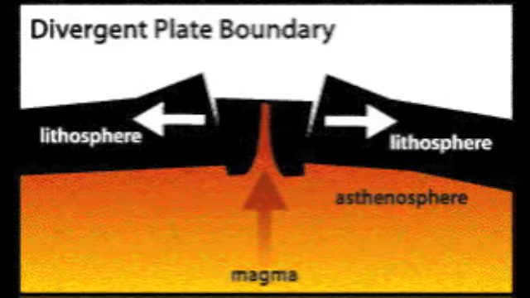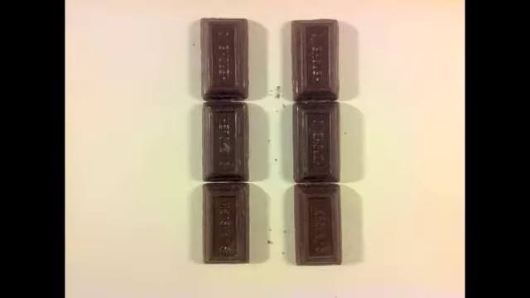Divergent boundary. This picture shows what happens at a divergent plate boundary. When two plates move apart, new molten magma rises and forms new oceanic lithosphere. This usually happens at mid-ocean ridges.